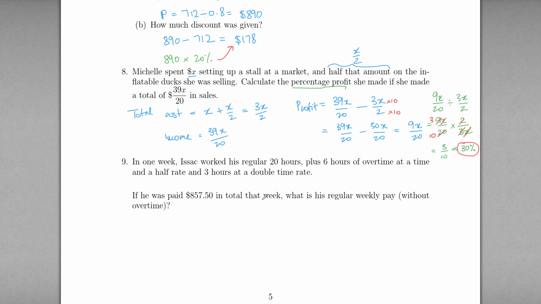Alright, and number 9. In 1 week, Isaac worked his regular 20 hours plus 6 hours overtime at time and a half, and 3 hours at double time.